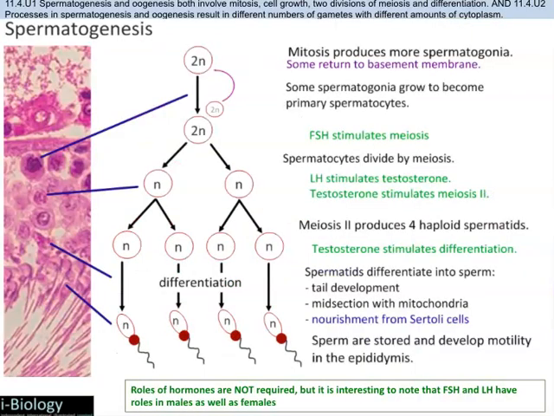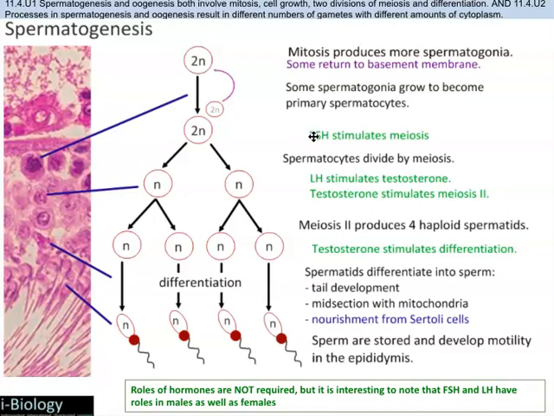Here's a more detailed image that shows you some of the more details of what's happening here. So remember, mitosis produces more spermatogonia. These are those parent cells that do need to reproduce in order to make the primary spermatocytes. Some of those spermatogonia do grow to become the primary spermatocytes.